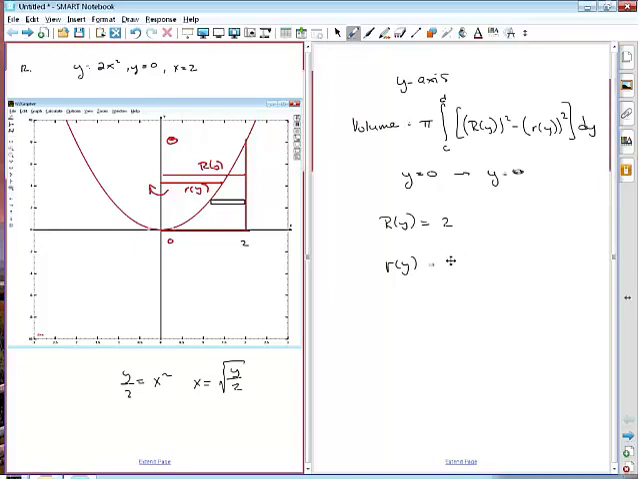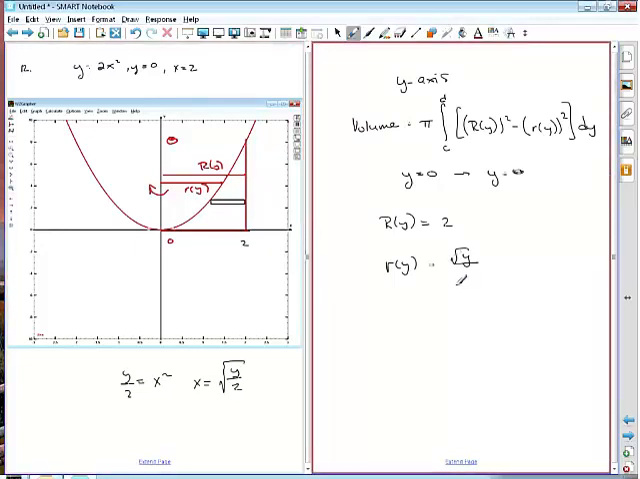So we can do the square root of y divided by the square root of 2. We don't need to, because we're going to square it, so it'll all work out. So we get the square root of y over 2. Okay, so that's our outside radius, that's our inside radius. So let's plug the appropriate values into the equation.